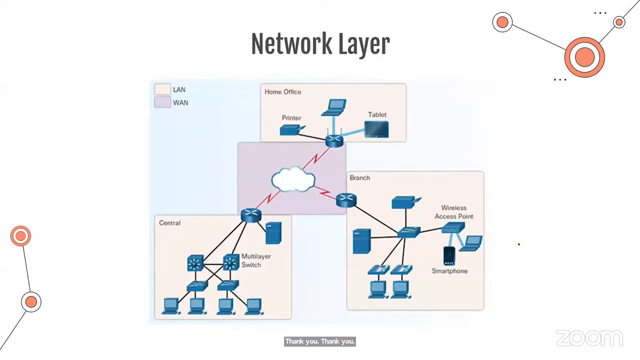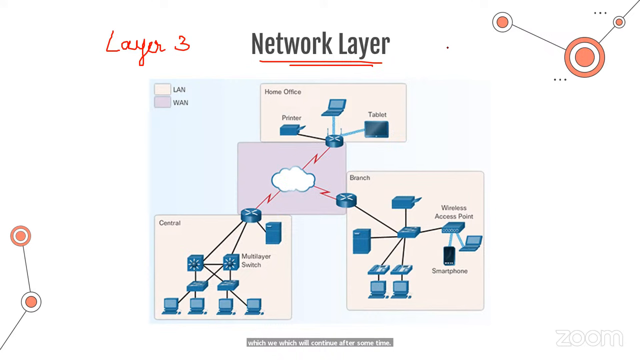Okay. Moving on. Now, the third layer, layer three, is called the network layer. As network engineers, we will be dealing mostly with layer two, that is our data link layer, the network layer, and the next layer, layer four, which we'll continue after some time.